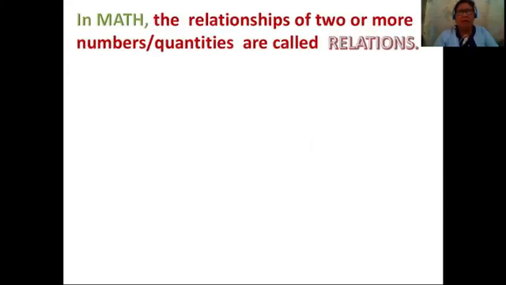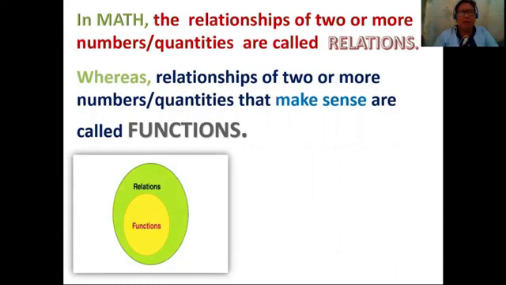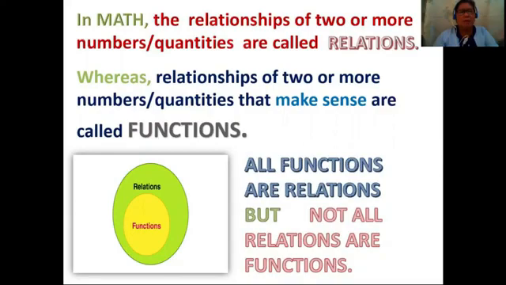In math, the relationships of two or more numbers or quantities are called relations. Whereas relationships of two or more numbers or quantities that make sense are called functions. Look at the diagram. Then we can say that all functions are relations, but not all relations are functions.